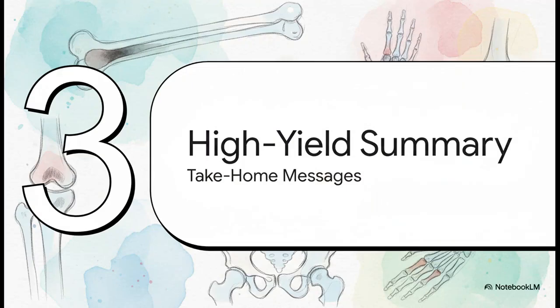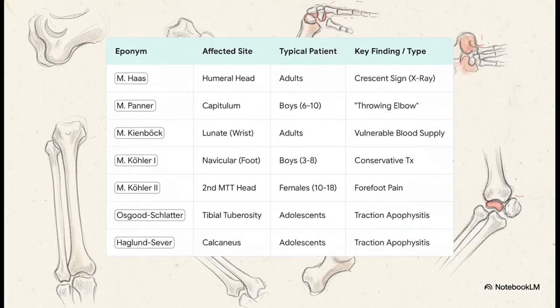Okay, we've covered a lot of ground, so let's pull it all together and boil it down into a final, high-yield summary. These are your take-home messages. Think of this table as your ultimate cheat sheet. It's got everything we just talked about all in one place. The name, the spot it hits, who gets it, and that one key thing you need to remember for each. I'd seriously recommend pausing here, maybe even take a screenshot. Really lock in these patterns of age, gender, and location.